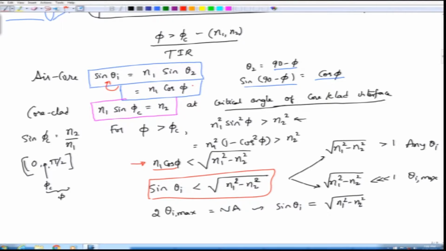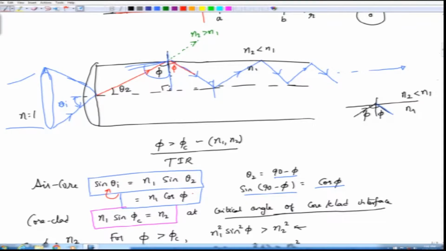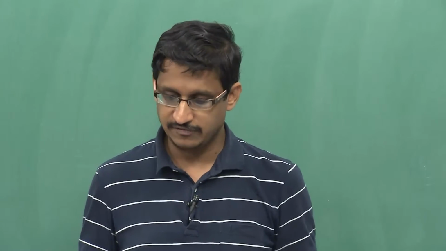Now, we have two possibilities. One, if n1 square minus n2 square is much larger than 1, then any angle theta I is possible, right. If this square root value is greater than 1, then any angle theta I will be accepted by the fiber. However, in practice this is not what happens. In practice, as I said, the difference between n1 and n2 for a single mode fiber is about 0.4%. It will change up to 1.5% for non-zero dispersion shifted fiber, and it will be around 0.6 to 0.8% for a zero dispersion shifted fiber.